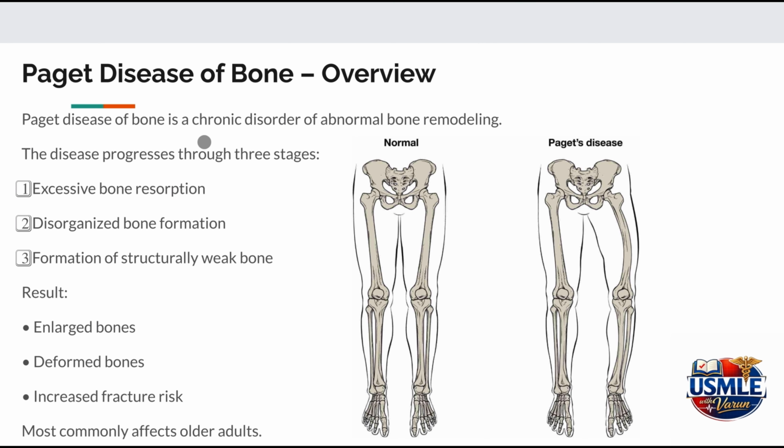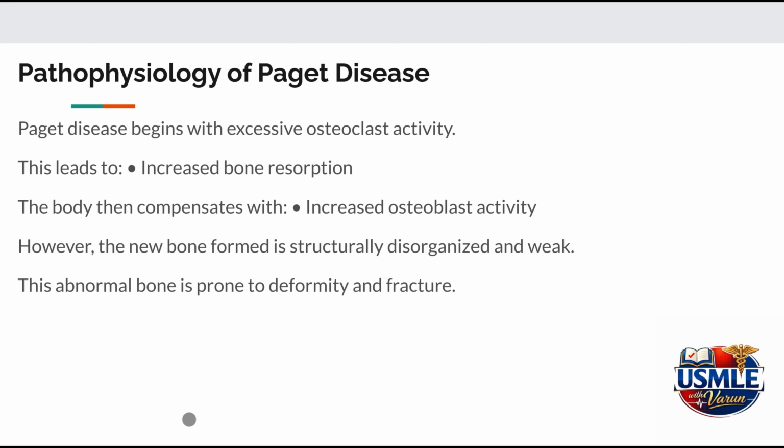Paget disease of bone is a chronic disorder of abnormal bone remodeling. The disease progresses through three stages. The first stage is excessive bone resorption because of excess osteoclast activity. The second stage is when the osteoblasts attempt to compensate by producing new bone. However, this newly formed bone is disorganized and structurally weak. This weakness leads to enlarged and deformed bones that are more prone to fractures. There's an increased fracture risk in patients with Paget disease of bone. This most commonly affects older adults.